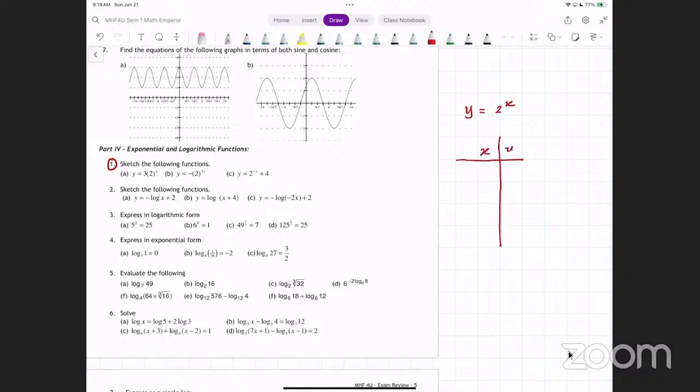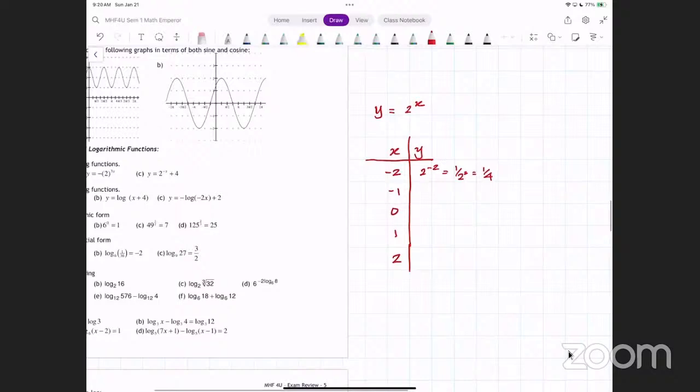So this is x, this is y. I would choose -2, -1, 0, 1, 2. If I choose -2, this is going to be 2 to the power of -2. That's 1 over 2 to the power of 2, 1 over 4. That's 0.25, isn't it? Then 2 to the power of -1 is 1 over 2, which is going to be 0.5. 2 to the power of 0 is going to be 1. 2 to the power of 2 is going to be 4.